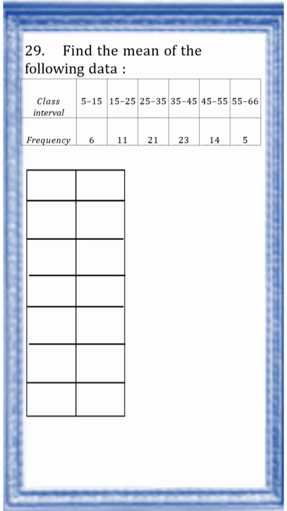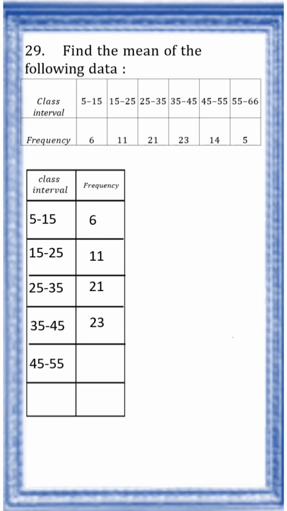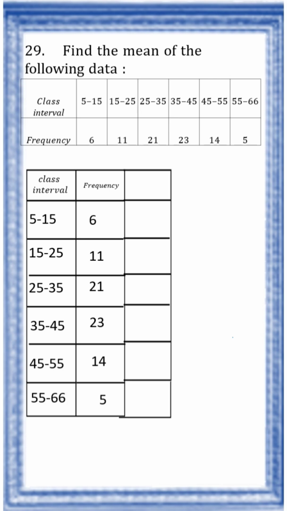Now let us make two vertical columns, and write class interval in the first one and frequency in the second one. Now let us add this data, 5 to 15, 6 frequency, like that. Go on writing. Now let us add one more column to find the mean, that is the midpoint or class mark, x dash, of the class interval. 5 plus 15, what is it? 20. 20 by 2, it is 10.